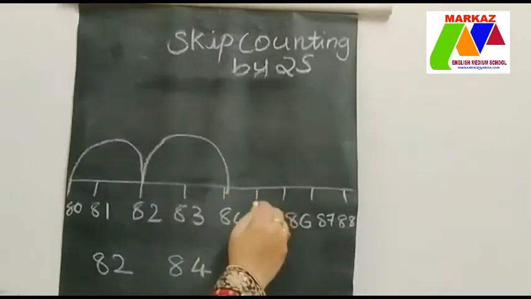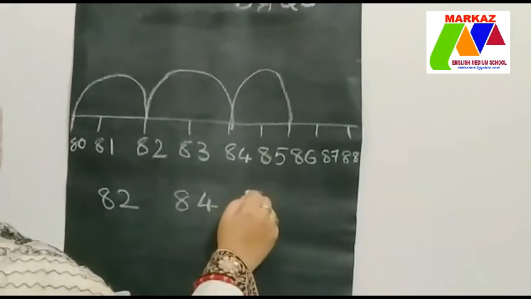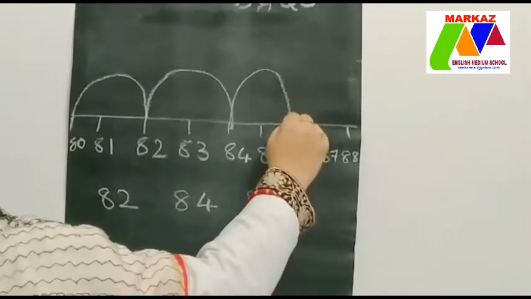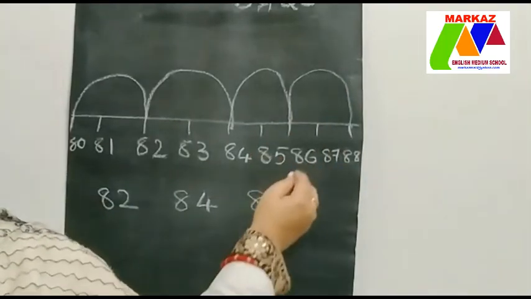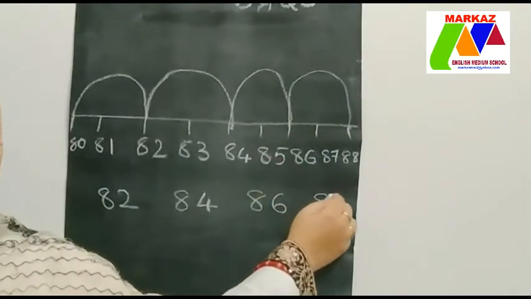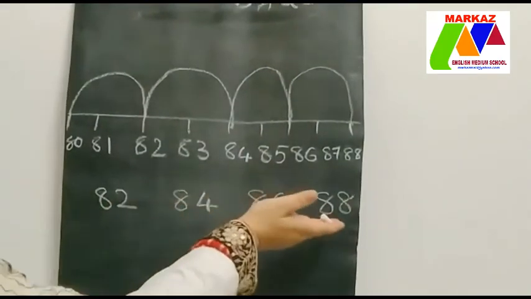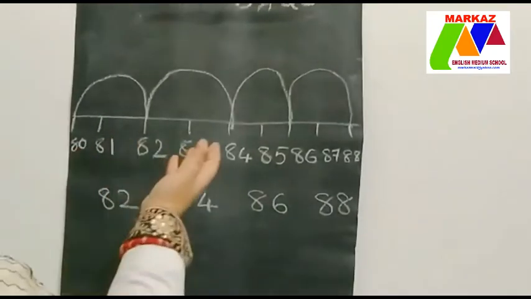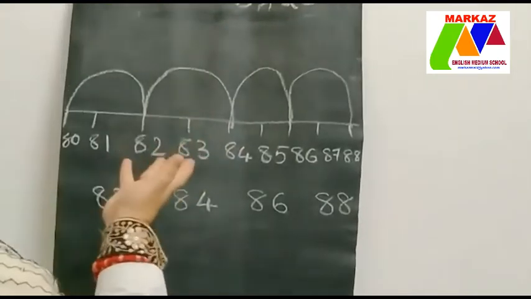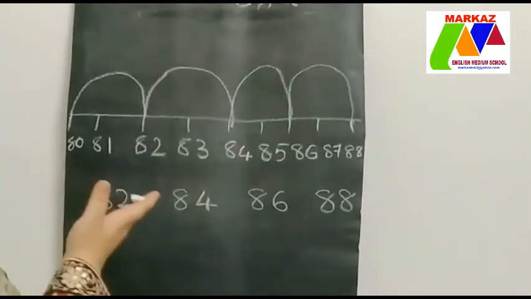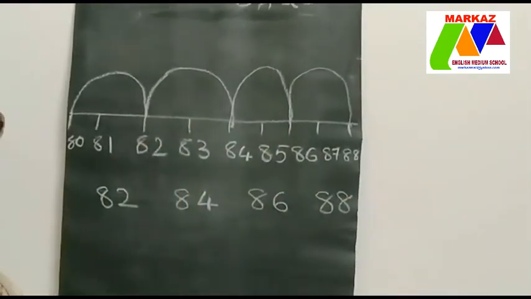Then we skip the next number, then reach the next number, that means 86. Then we skip another number and reach another number, that means 88. The answer is 82, 84, 86, 88. This is how to skip counting by number line. This is the method of skip counting using number line. The answer is 82, 84, 86, 88. All of you clear?